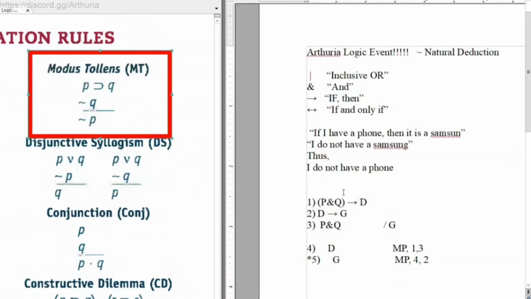For people who were here last time, you can do a truth table for all of these rules and they will be valid arguments. You could do that, or you could just trust me. I would prefer you just trust me because truth tables are tedious.